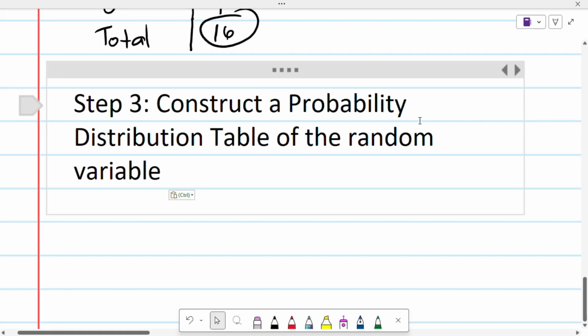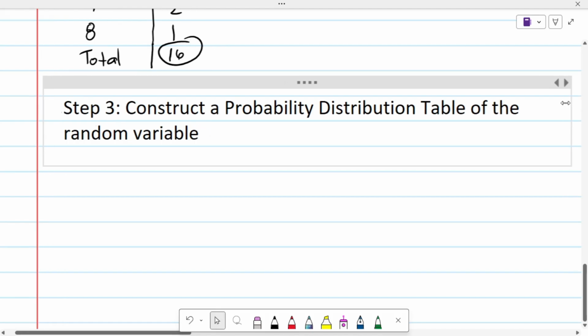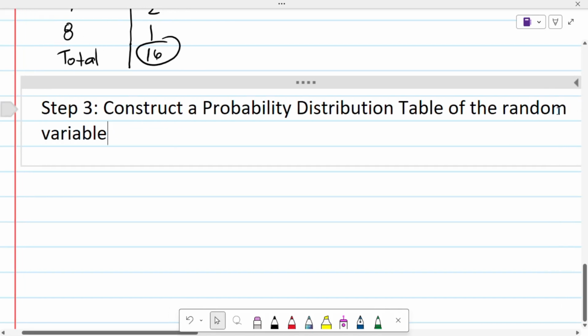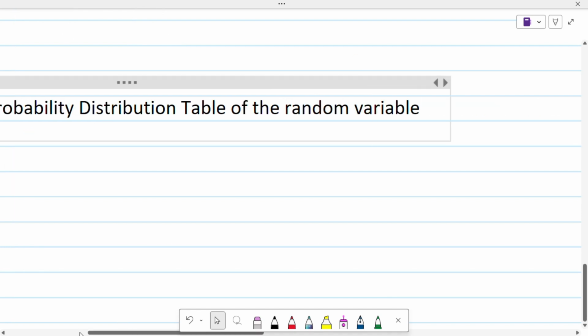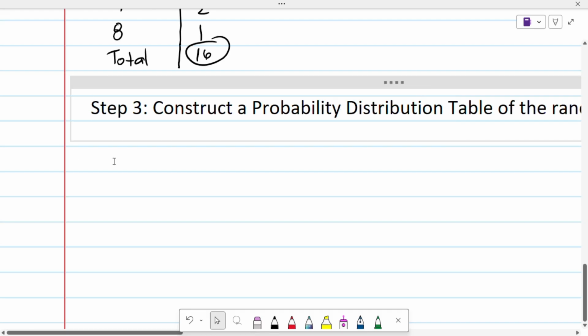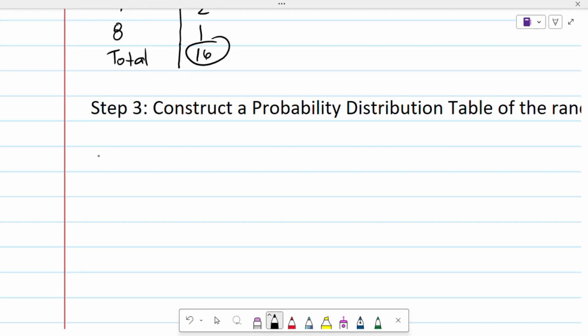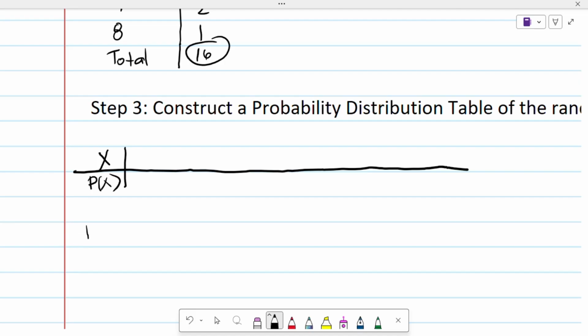All right. Let me expand this one. Okay. So to create a probability distribution table, we write here our random variable x. And then we write another line here like that. And then probability of x. Remember, P of x is read as the probability of random variable x, or the probability of x.